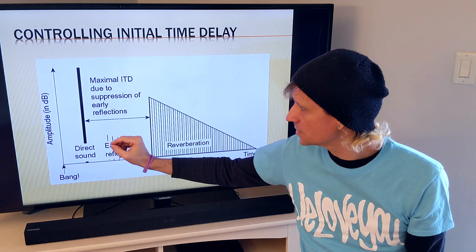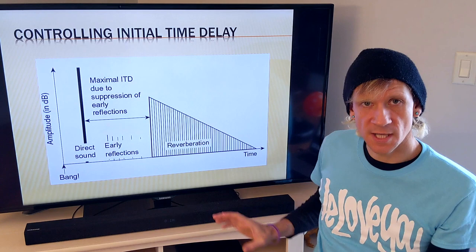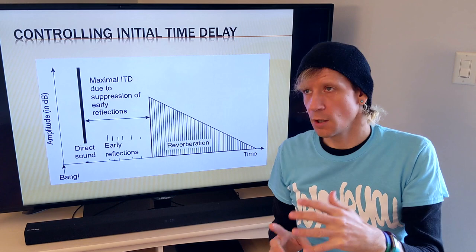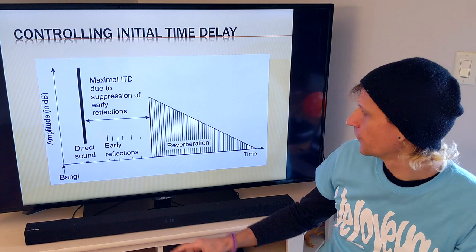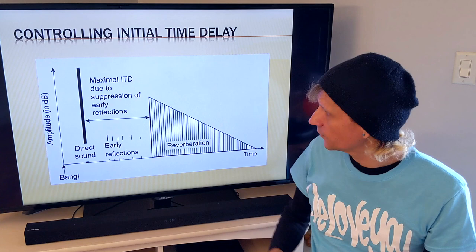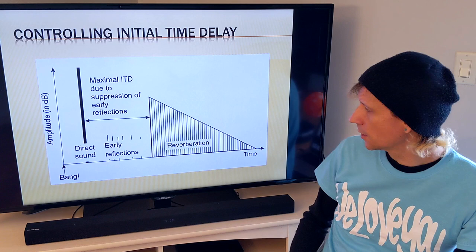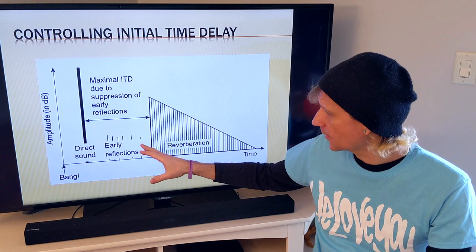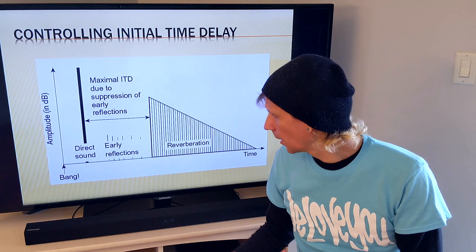Then we've got this distance until we hit more of an even reverberation as multiple bounces are happening, and all the different thousands of paths that the sound can take as it bounces around the room and finally makes its way to your ears. To get rid of and counteract the problems related to comb filtering, we want to control and suppress the early reflections and increase the initial time delay. There are a few different ways we can do this that we're going to look at, because it's these much stronger early reflections that are causing those comb filtering problems most of the time.